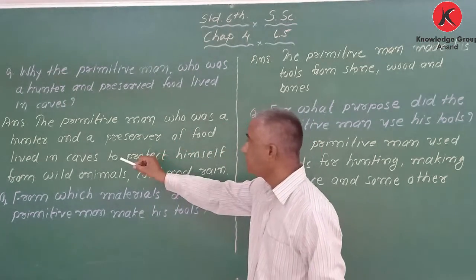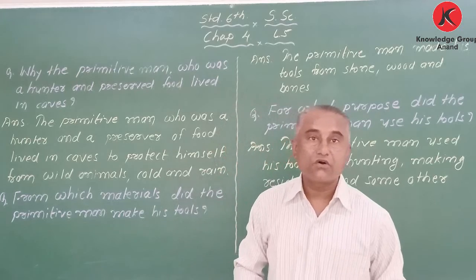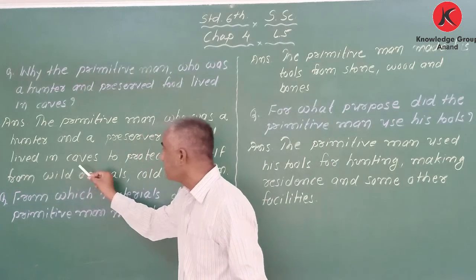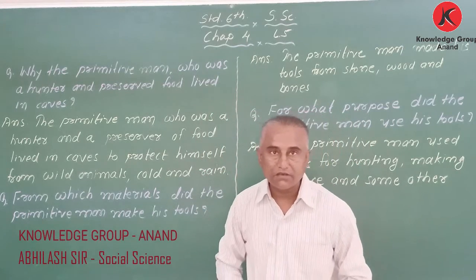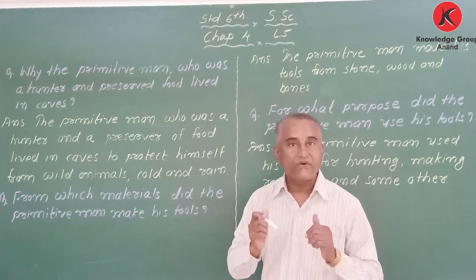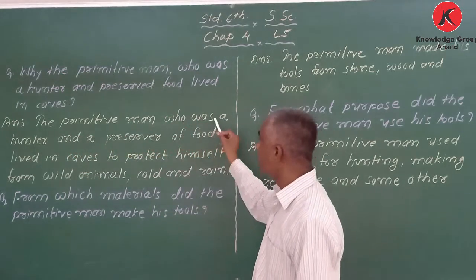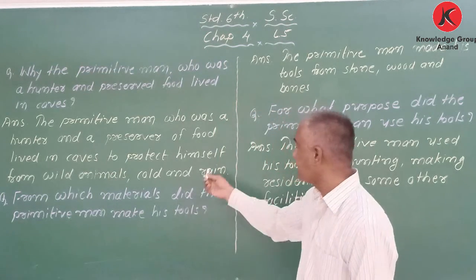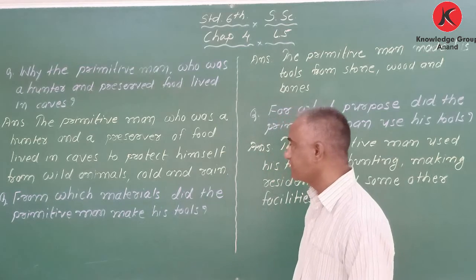The primitive man, who was a hunter and a preserver of food, lived in caves to protect himself from wild animals, cold and rain. Got it? Why? To protect himself from wild animals, cold and rain. Once again, the primitive man who was a hunter and a preserver of food lived in caves to protect himself from wild animals, cold and rain. Got it?